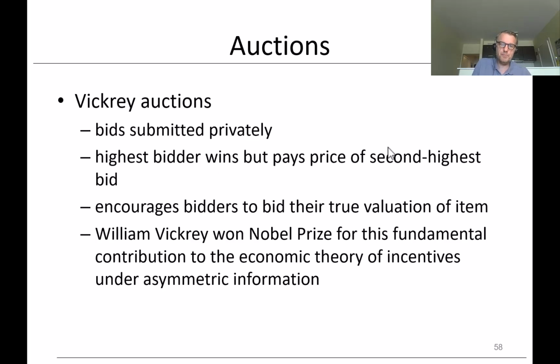Vickrey auctions are auctions where bids are submitted privately. The highest bidder wins, but pays the price of the second highest bid. According to scientific research done by William Vickrey, who won the Nobel Prize for his fundamental contribution to the economic theory of incentives under asymmetric information, this encourages bidders to bid the true valuation of the item. Right? A very interesting auction mechanism I discovered when I was preparing my slides.